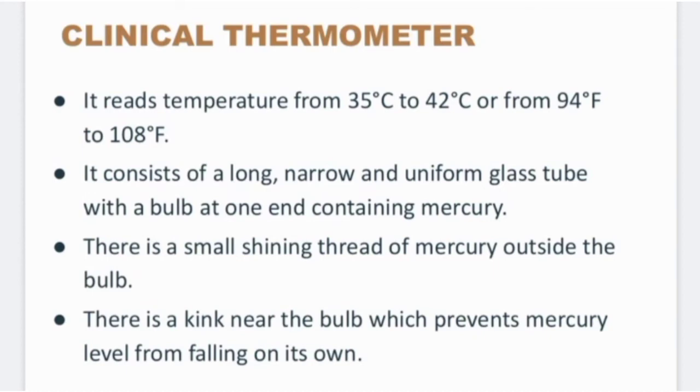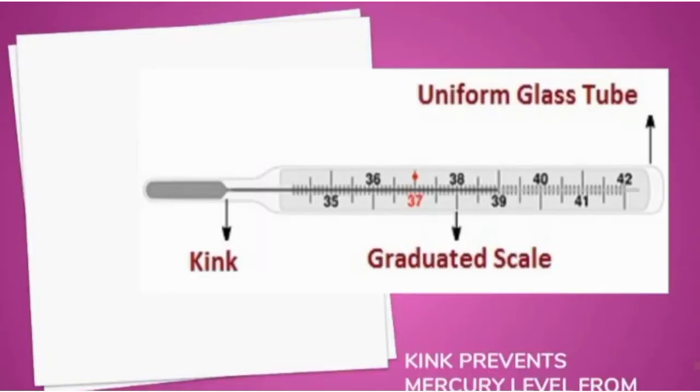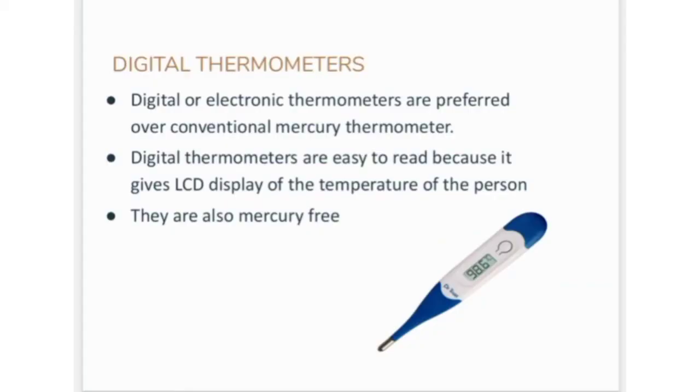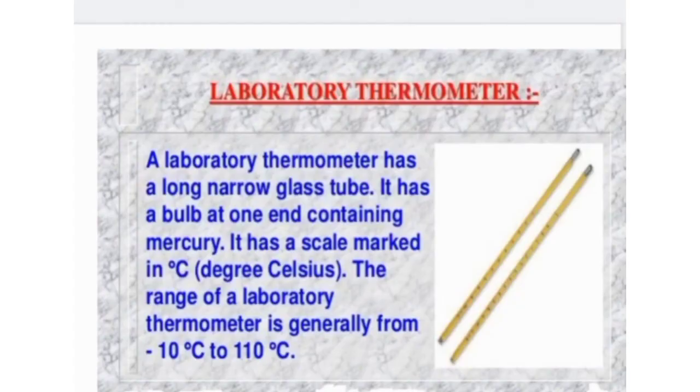This is all about the clinical thermometer. Here you can see the neck present in the thermometer. Nowadays, digital thermometers are more used. Digital thermometers are easy to read because they give an LCD display of the temperature of the person. They are also mercury free, because mercury is a toxic substance.